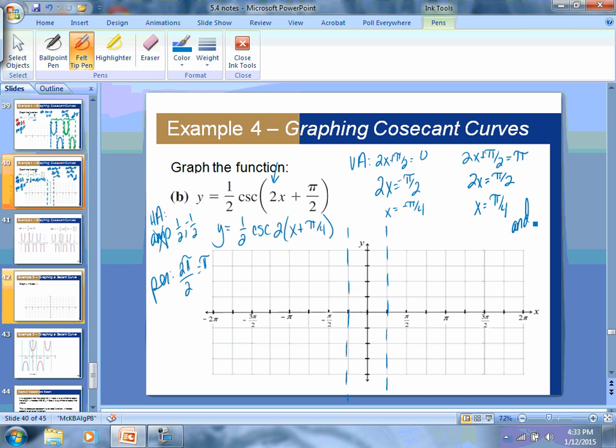Okay, now my whole distance has to be pi. So I've gone a 1/2 pi from negative pi over 4 to pi over 4. That was a 1/2 a pi. So I need to go another 1/2 of a pi. So I'm going to have my other asymptote at 3 pi over 4.